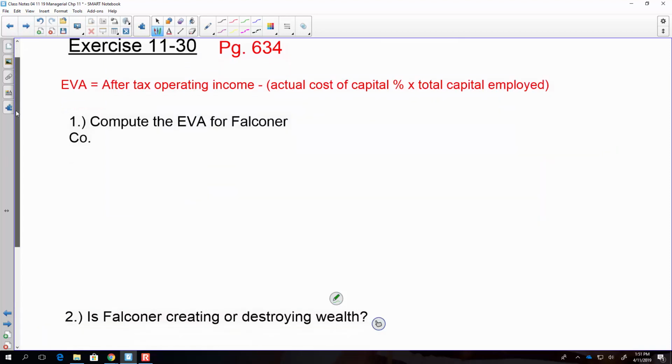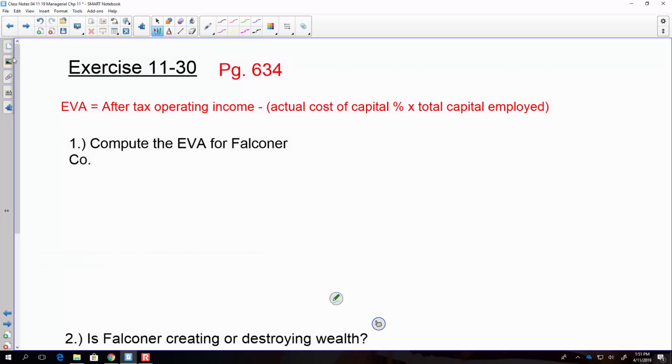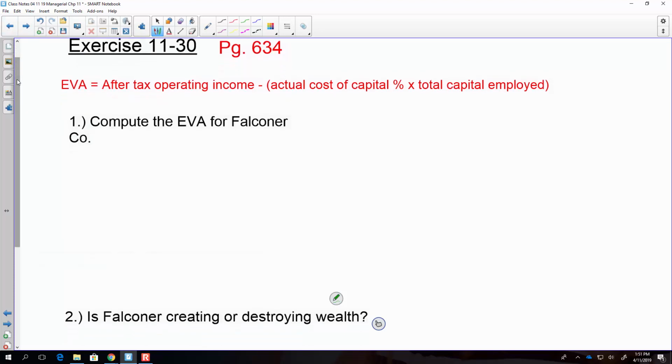We only have, I think, one problem to try this on. It's problem 30, on page 634. We've done this problem already for residual income on problem 32. I guess I do have two here, so let's do them both. They're really quick, guys. Problem 30, Falconer.